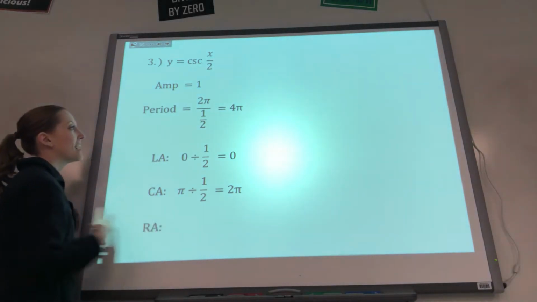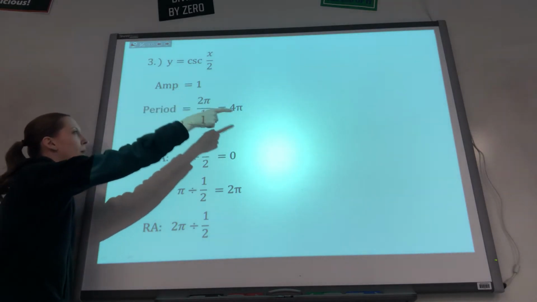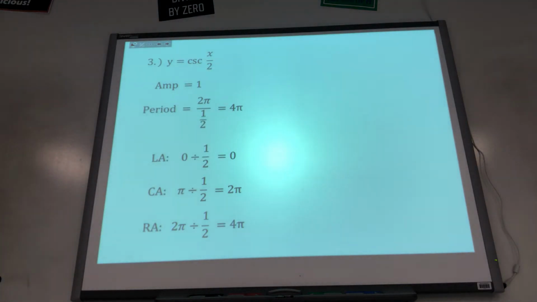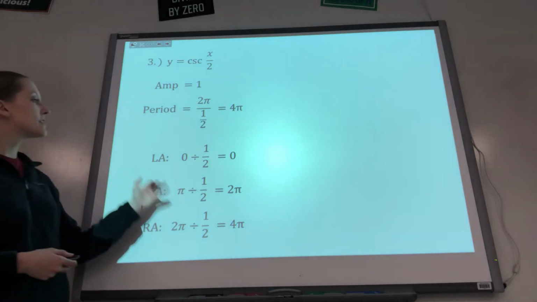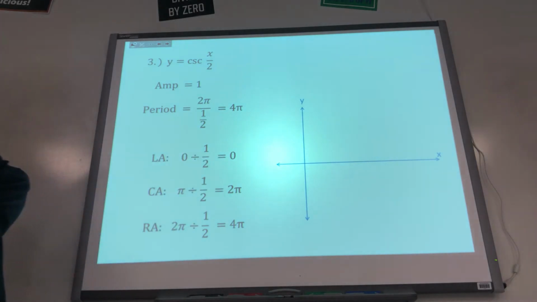And right asymptote, you kind of do the same thing that you did up here. 2 pi divided by 1/2, that works out to be 4 pi. It's easier to see the period on a cosecant graph because most of the time it starts at 0.